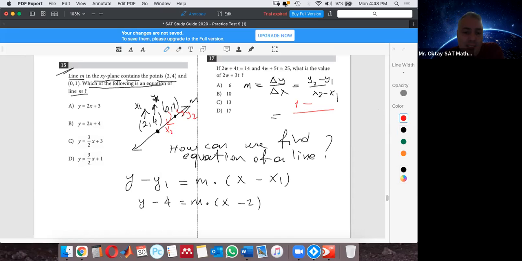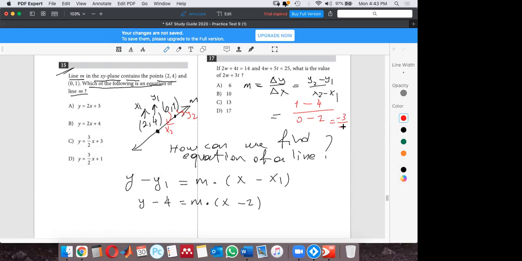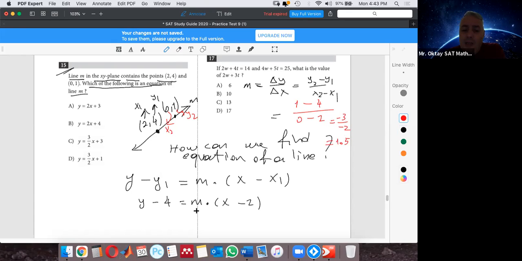And y1 is, I call 4. X2 is 0. X1 is 2. So what will be 1 minus 4? Negative 3 divided by negative 2, which is 1.5, right? 1.5, or just 3 over 2.